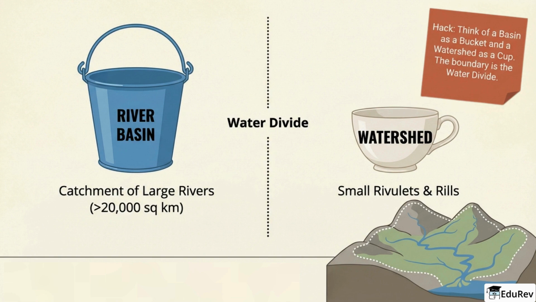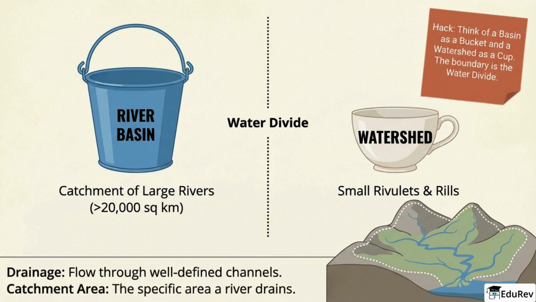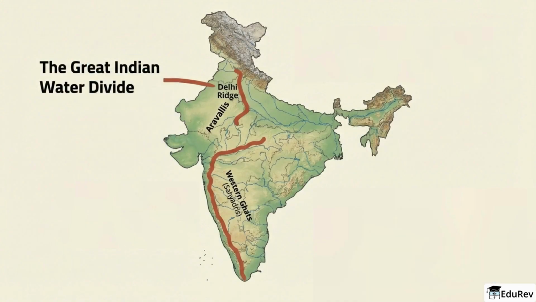Now two more terms. Drainage means water flowing through well-defined channels, and catchment area means the specific land area a river drains. This is where most aspirants get careless. They treat basin and watershed as interchangeable. They aren't. Now place that logic on the Indian map.